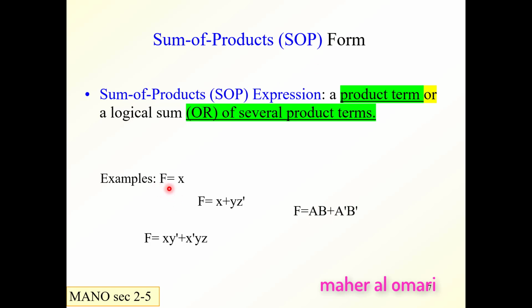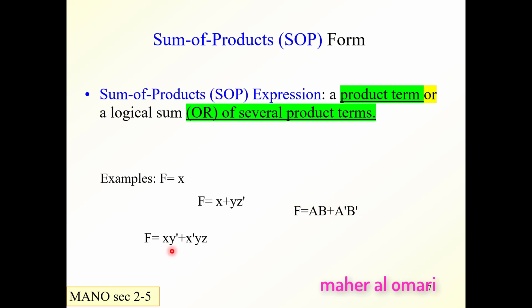Let's take an example. F is equal to x. This function is put into the sum of products form. Why? Because it consists of a product term, or the ORing of several product terms. F here is in the standard form sum of products because this is a product term, x, and this is a product term, and we have the sum of these two terms. Here also this is a product term, and this is a product term, and we have the sum of these two terms. So we say that this function is in the standard sum of products.